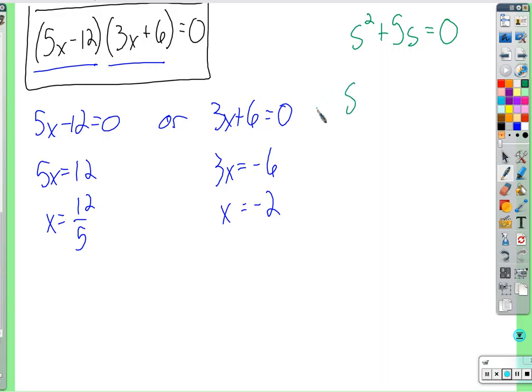Let's say s squared plus 5s equals zero. Let me tell you what we do not do. This is a big no, do not do this. s squared equals zero, 5s equals zero. Okay. Why can I not do that?